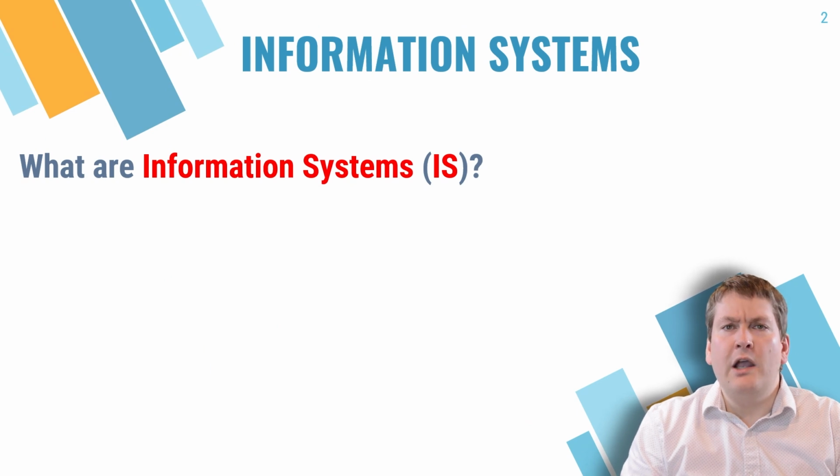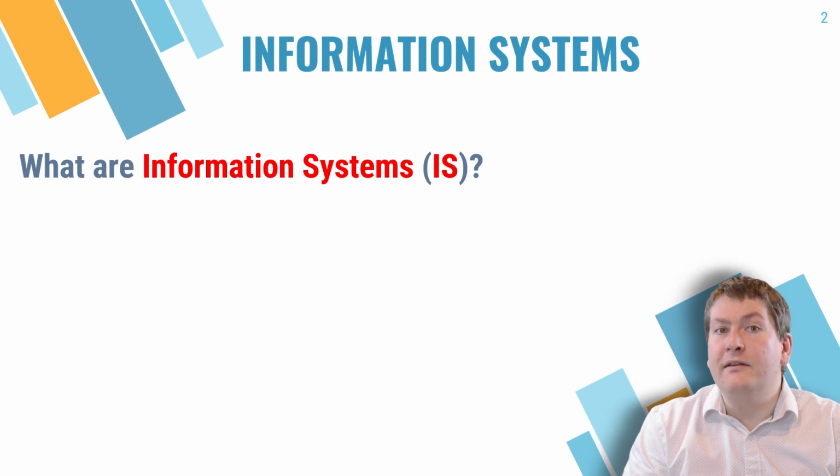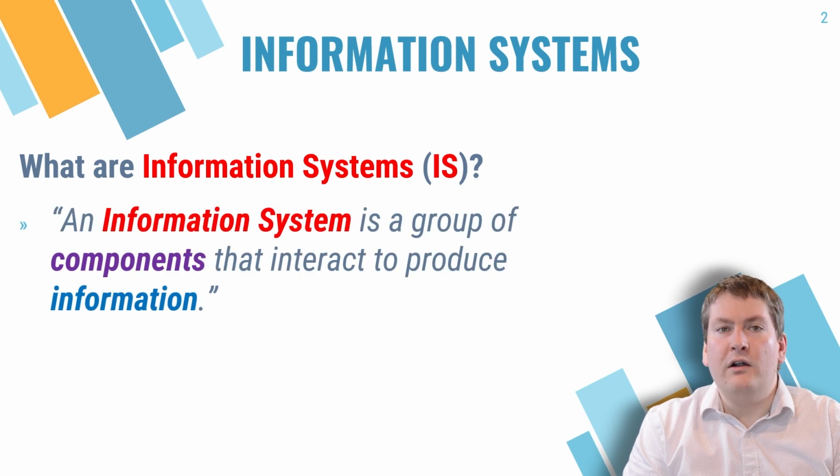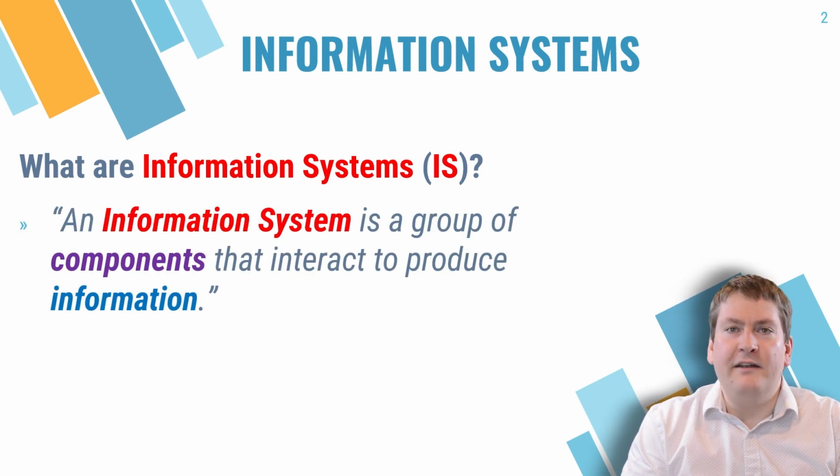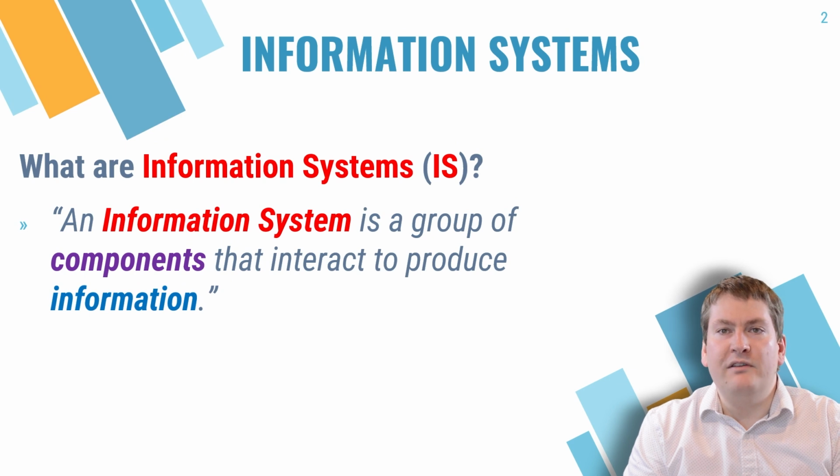To start with, we should talk about what's in the course title, Information Systems, or IS for short. So that sounds impressive, but what exactly are information systems? And what do they have to do with business? Well, our course textbook gives us the definition shown here. An information system is a group of components that interact to produce information. But this is a rather general definition and makes us ask a few questions.